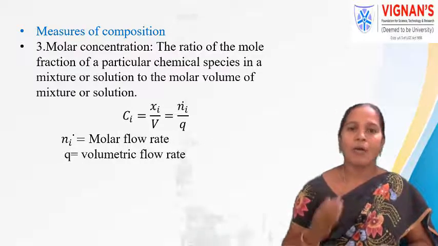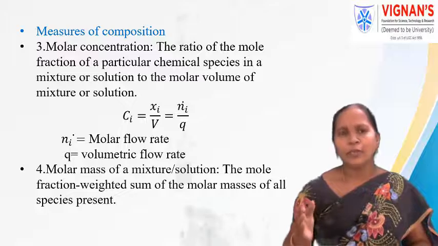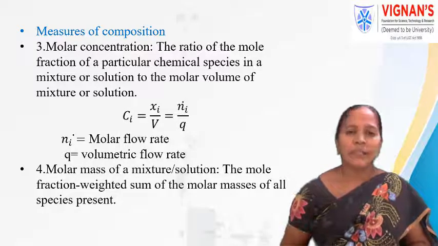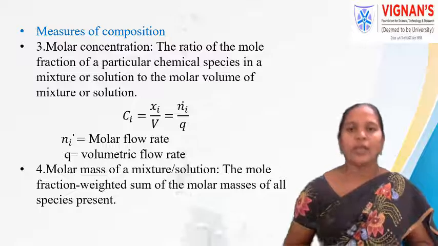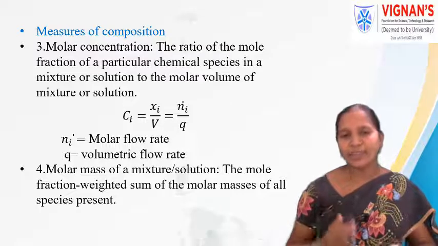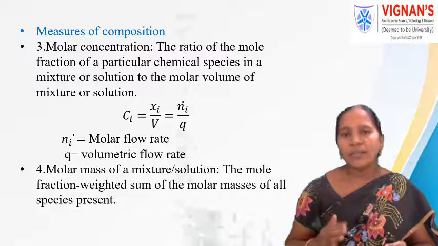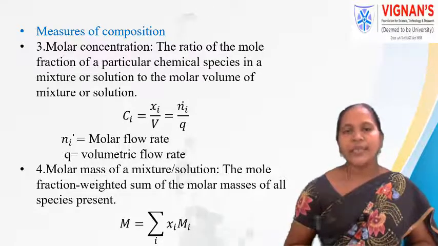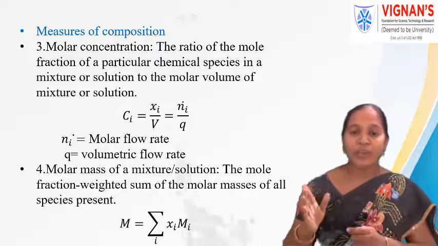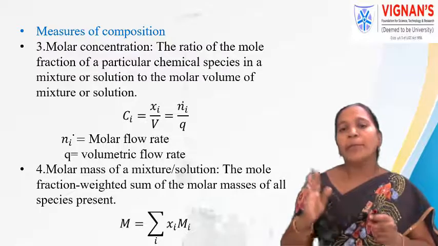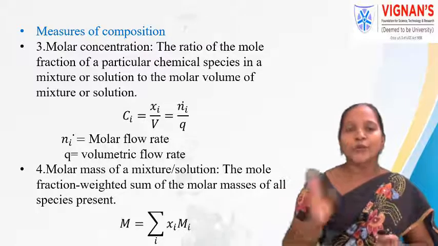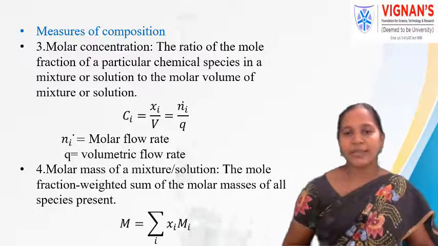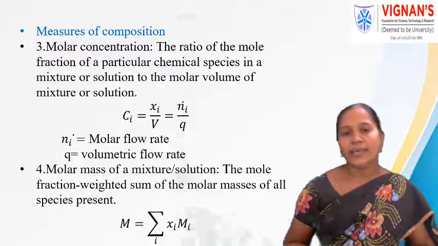V is the volume. Now coming to the fourth measure of composition, that is the molar mass of the mixture or solution. It is the mole fraction weighted sum of the molar masses of all species present. That is the sum of the product of the mole fraction multiplied with the molar mass of the individual species, that is equals sigma x_i M_i.